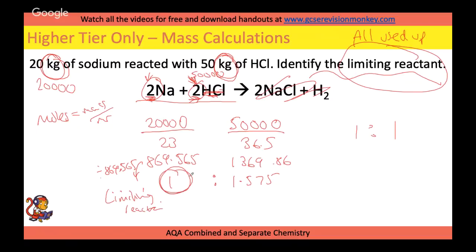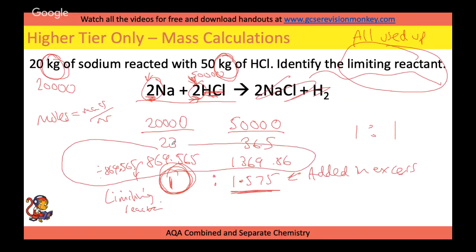Okay, because we've reacted 1 mole. Now, if we had 1 mole, we should have reacted 1 mole over here, but we didn't. We added 1.575 as our ratio. So this one we've added in excess. When you do your conclusion, write about the moles that actually reacted. So write about this bit.